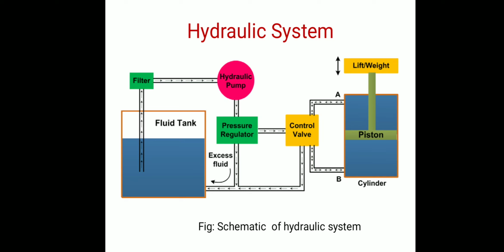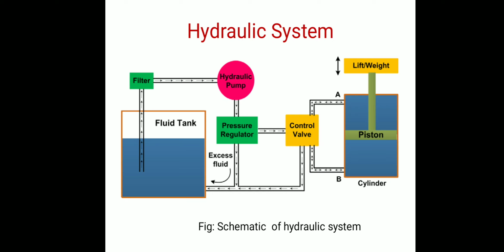Now coming to the schematic representation of the hydraulic system, which is mainly used in various industrial applications. The schematic representation is shown in the figure. The main parts here are the fluid tank, filter, hydraulic pump, pressure regulator valve, control valve, cylinder piston arrangement, and leak proof pipes.